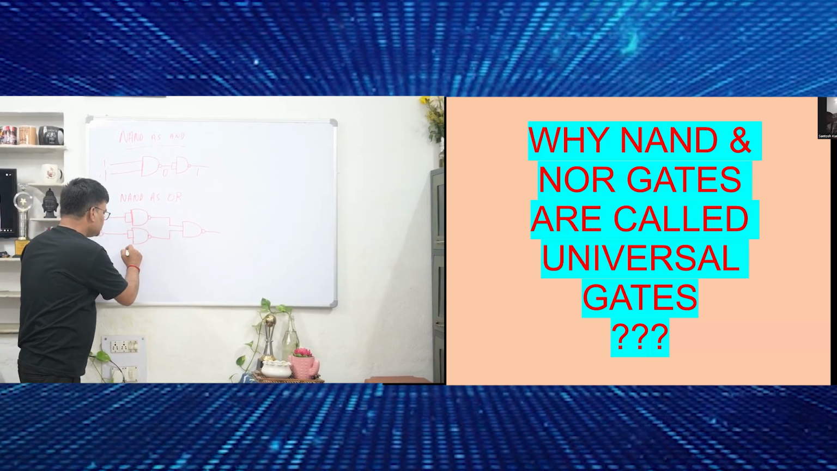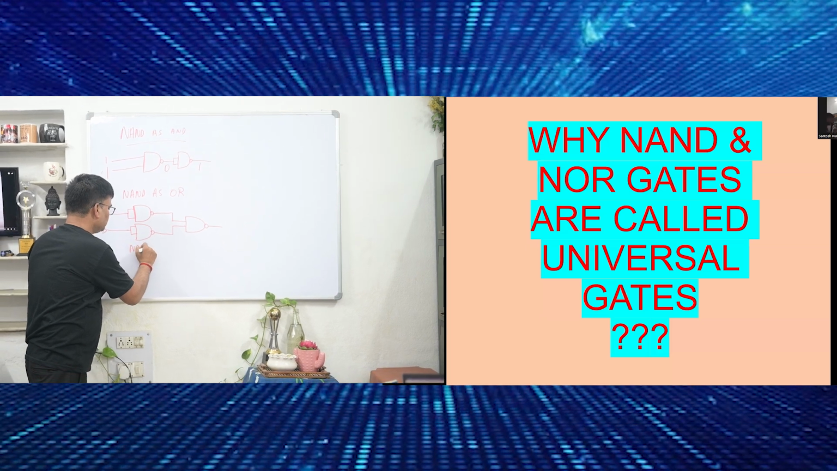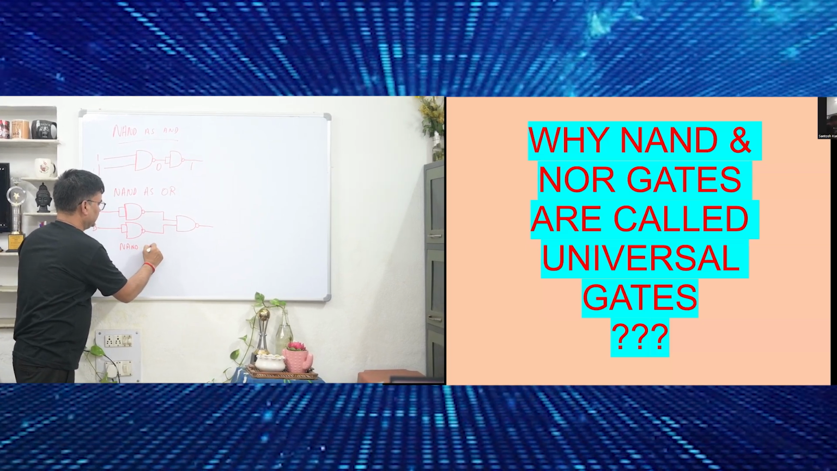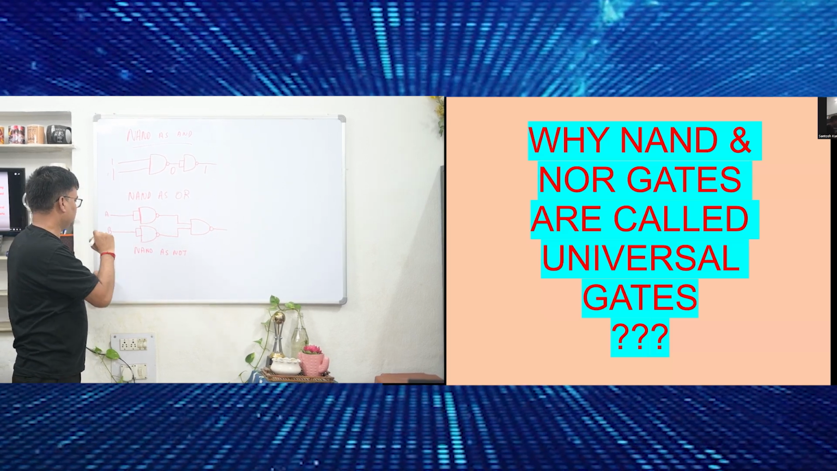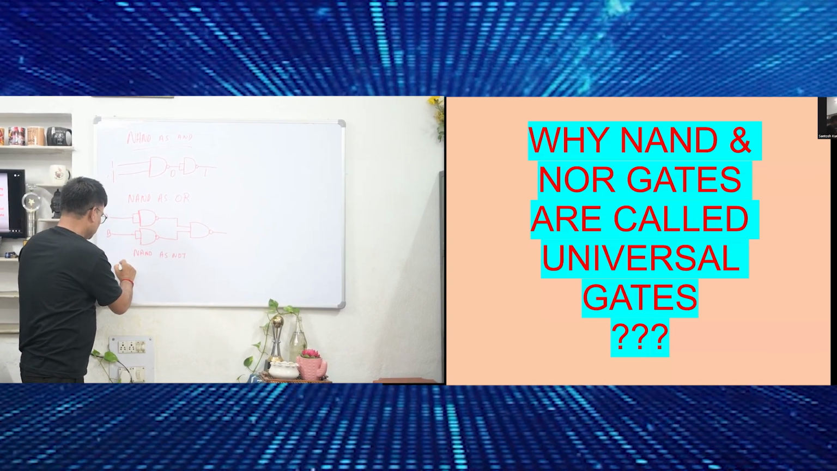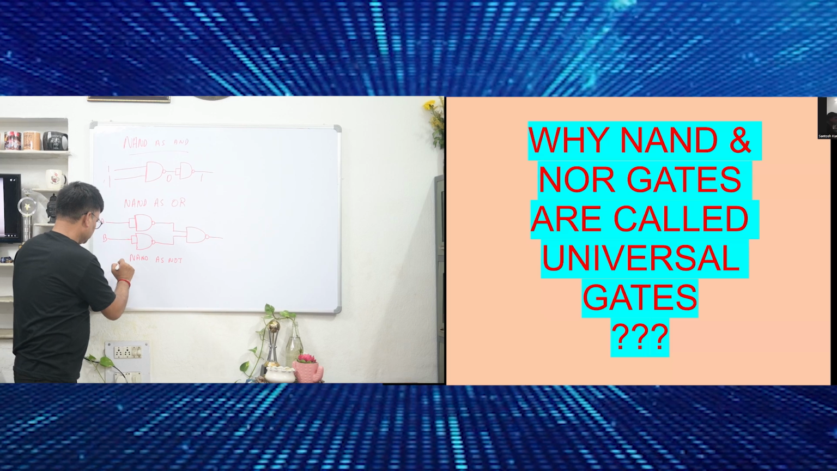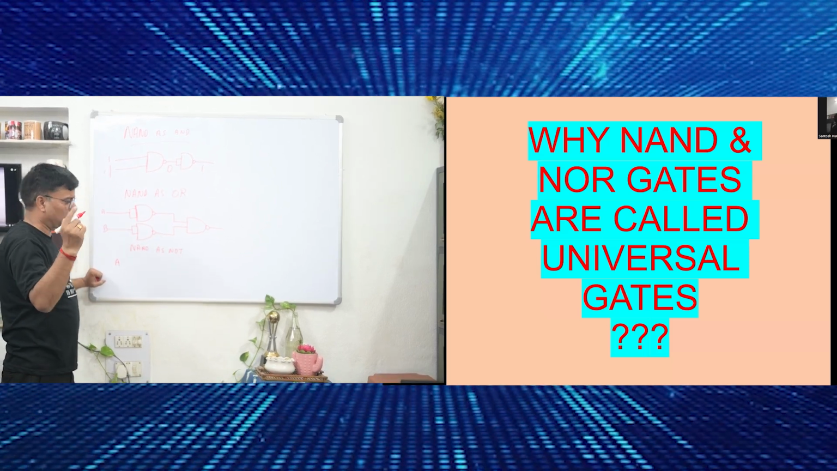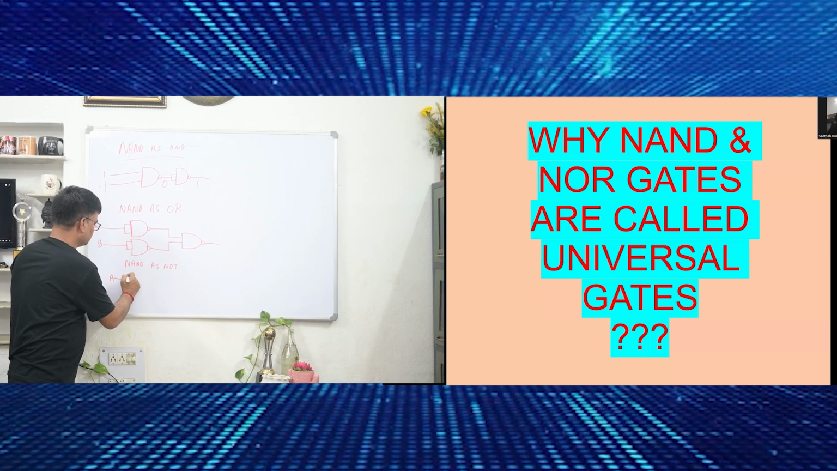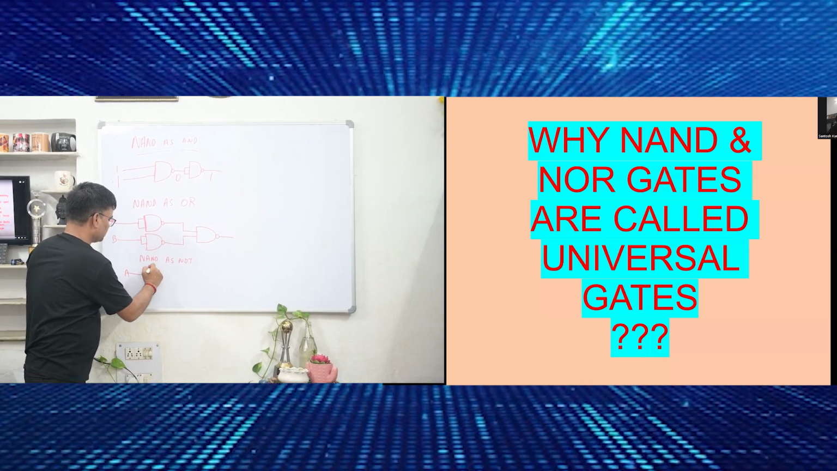Third thing, using a NAND gate, if I want to obtain a NOT gate, NAND as NOT. Now this is input A. I want to divide it into two parts. I divide it into two parts and pass it through a NAND gate.